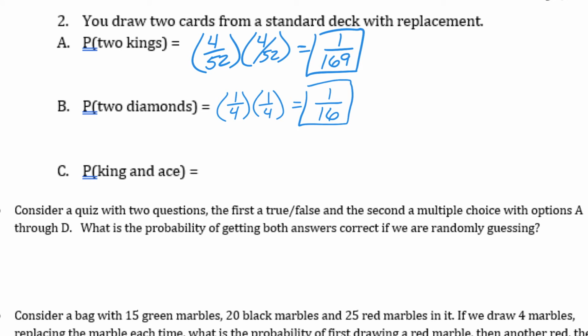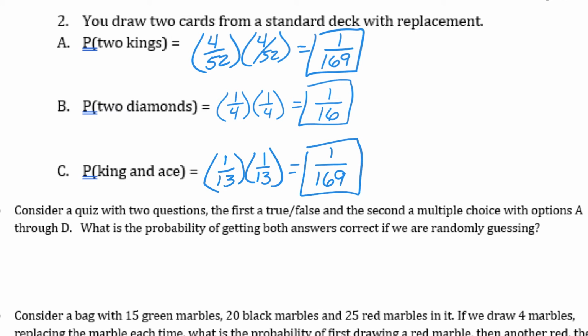And then the last one, I am going to reduce this one. 1 out of 13 cards in the deck is an ace, king, and 1 out of 13 cards in the deck is an ace. It did not affect the chances there, so we leave our denominator the same. So the chance of this being selected is 1 out of 169. Exactly the same as selecting 2 kings.